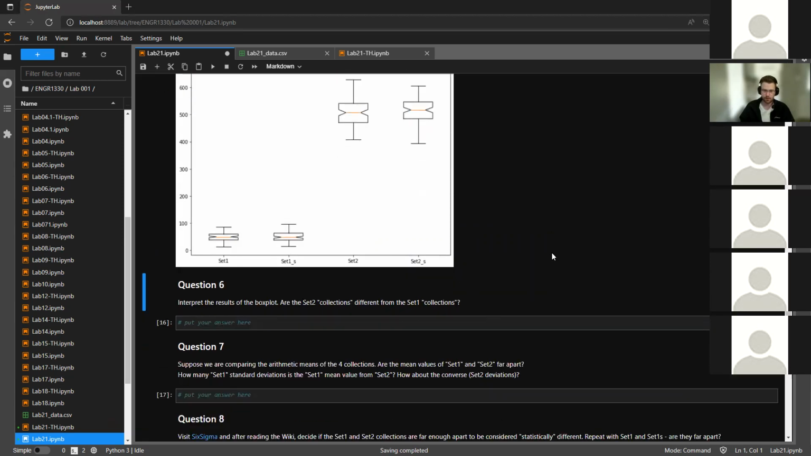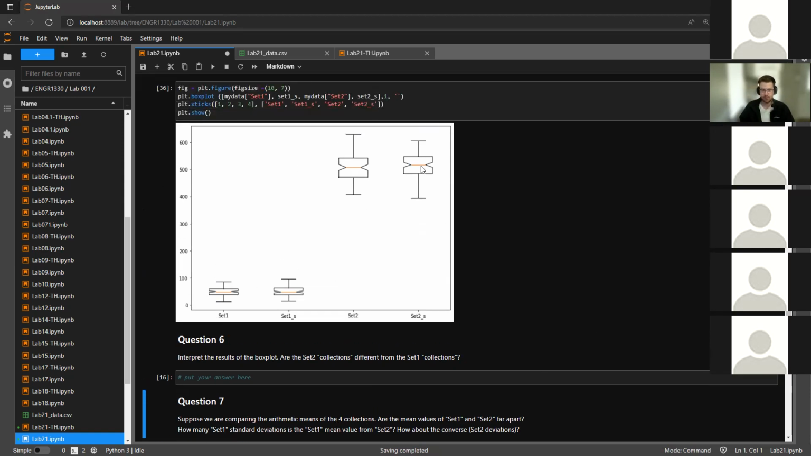Okay, question seven. Suppose we're comparing the arithmetic means of the four collections. Are the mean values of set one and set two far apart? How many set one standard deviations is set one mean value from set two? What about the converse? Okay, so suppose we're comparing the arithmetic means. What on this thingy here indicates the arithmetic mean?